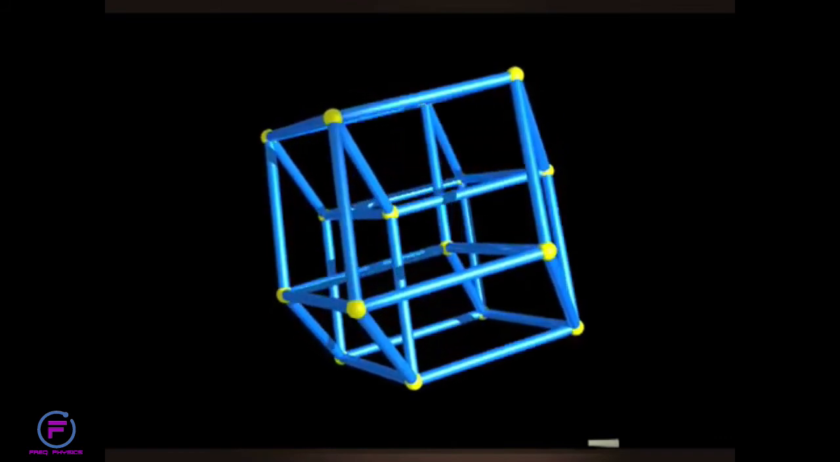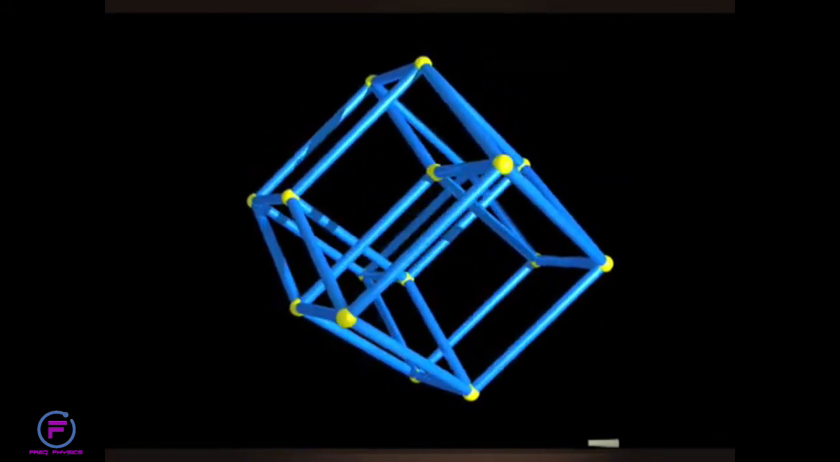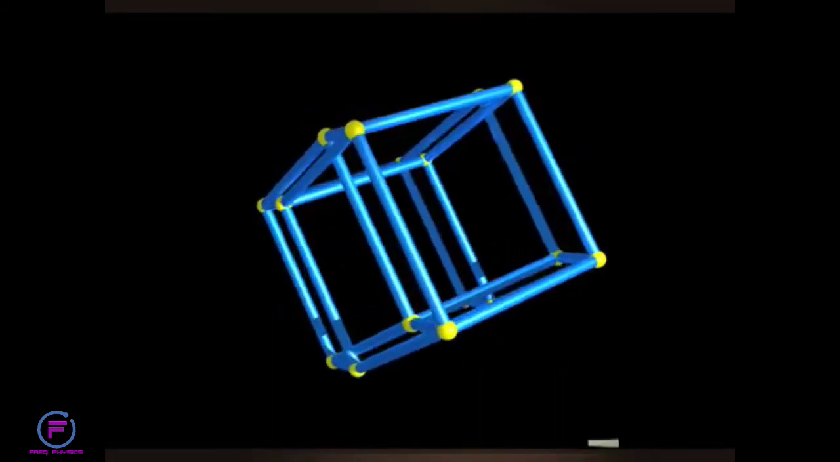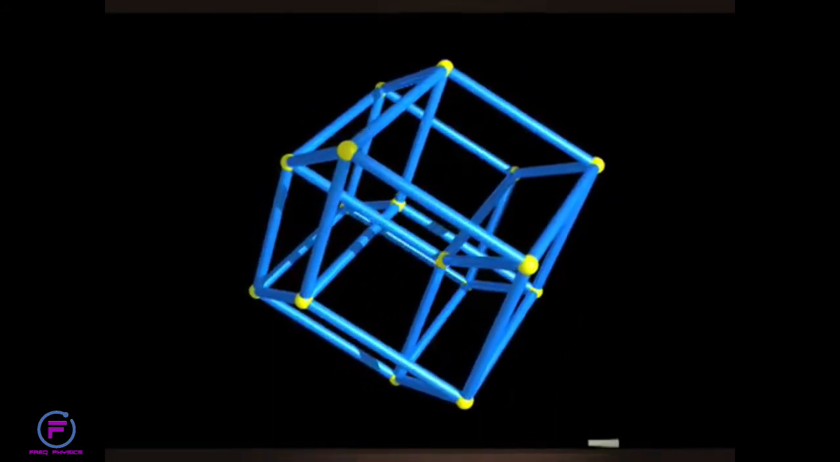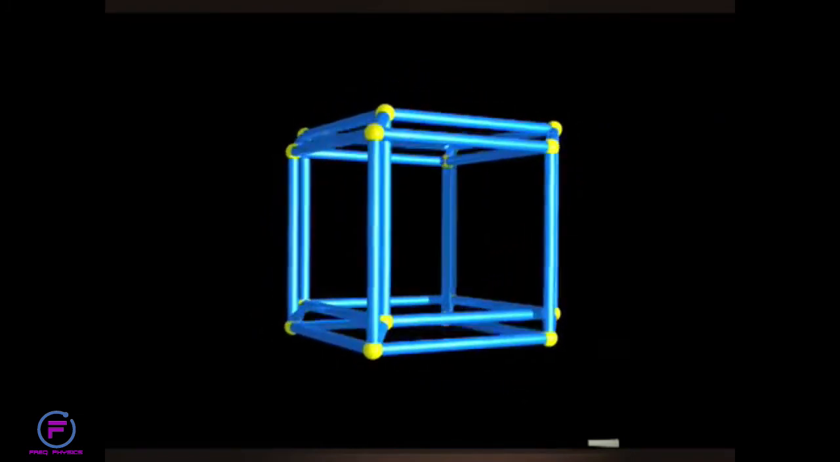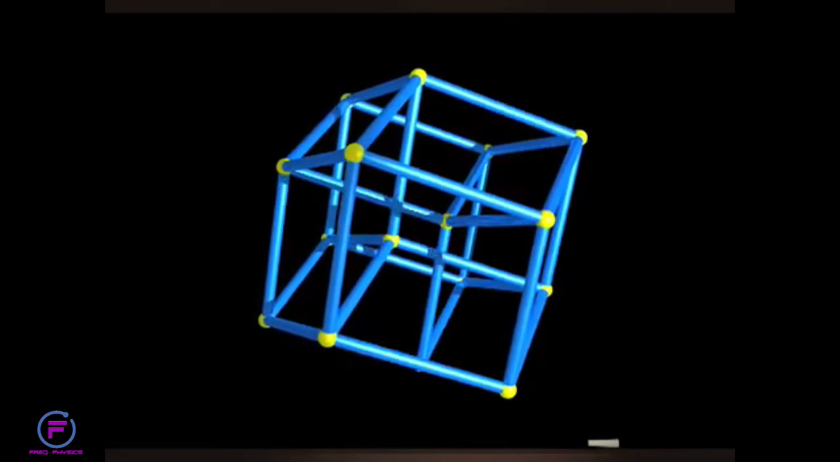Here is the hypercube. Of course, it's spinning in space so that we can appreciate all the details. Notice, for instance, that the hypercube has 16 vertices.